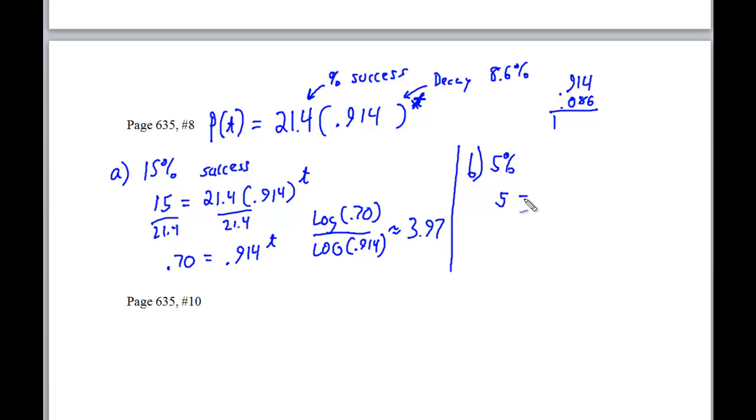So that means that we're going to have a 5 instead of a 15, 21.4 times 0.914 raised to the T power, and divide both sides by 21.4.